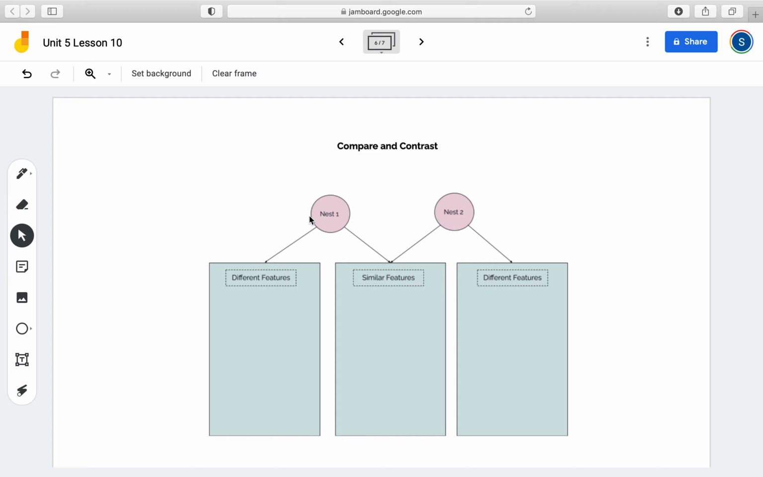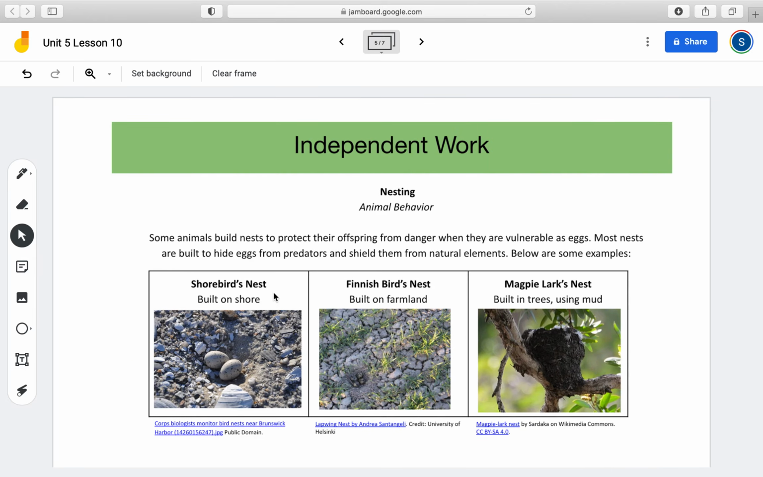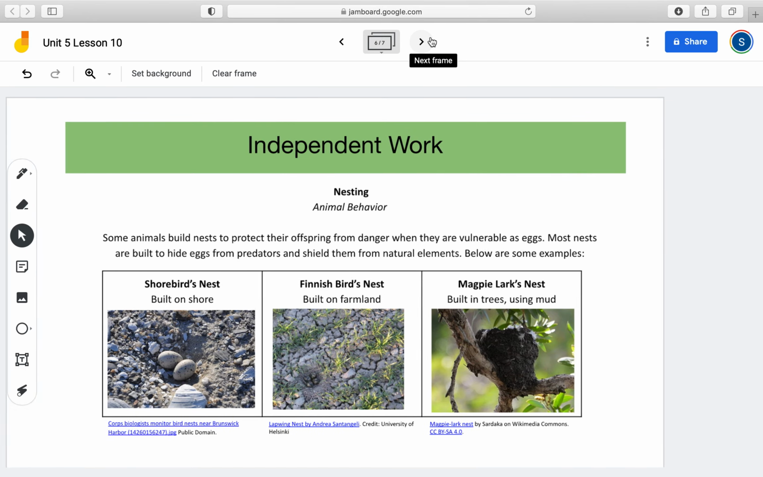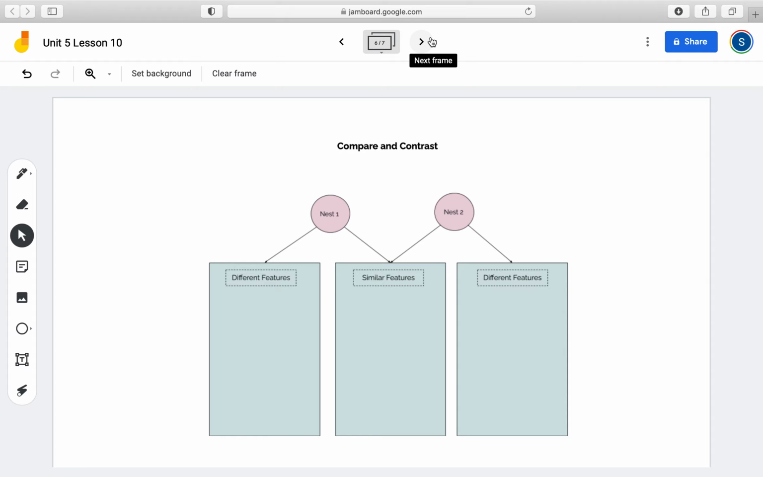So I have nest 1. This could be the nests that they have seen before. Or you can even have them compare and contrast the nests that you provided on this slide. And nest 2 is here, and then they write the different features for each nest in this box, and they write the similar features in the box in the middle. So again, this is helpful just to organize their thoughts.